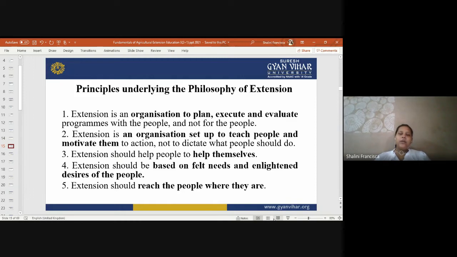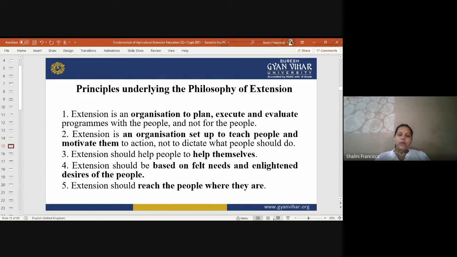Then the third one is, we are helping them to help themselves. In the last lecture I told you how people help themselves. The fourth one should be based on the felt need, the enlightened desire of the people. If there is a problem of irrigation, fish production, rice production, or wheat production, we need to improve that so that the people can have it in that area.